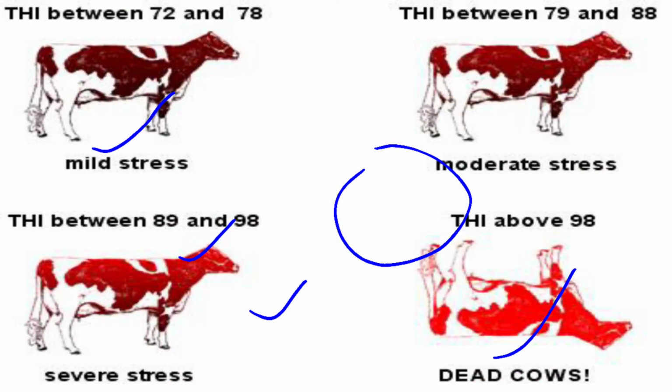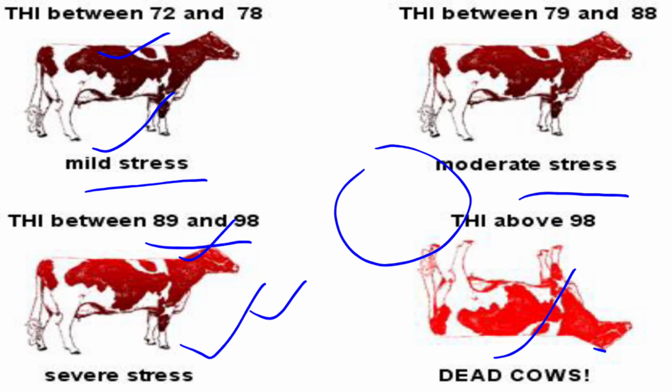This is the heat stress scoring, in which a temperature humidity index ranging between 72 to 78 indicates mild stress, while a temperature humidity index between 79 and 88 means moderate stress, and between 89 and 98 there is severe heat stress on the animal. With a temperature humidity index above 98, the cows may be found dead.